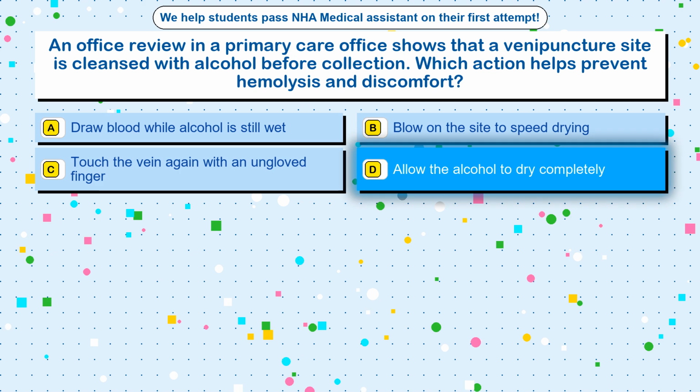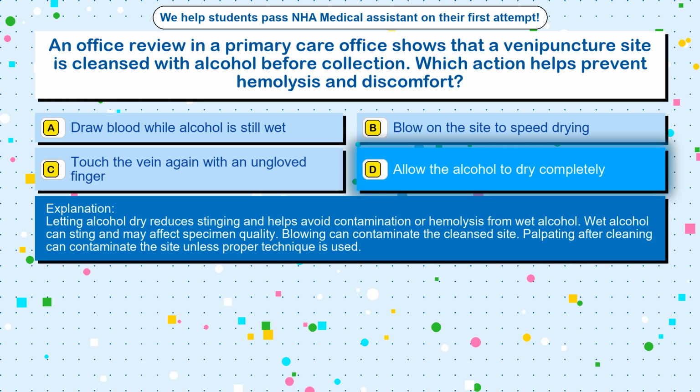Allow the alcohol to dry completely. Letting alcohol dry reduces stinging and helps avoid contamination or hemolysis from wet alcohol. Wet alcohol can sting and may affect specimen quality. Blowing can contaminate the cleansed site. Palpating after cleaning can contaminate the site unless proper technique is used.